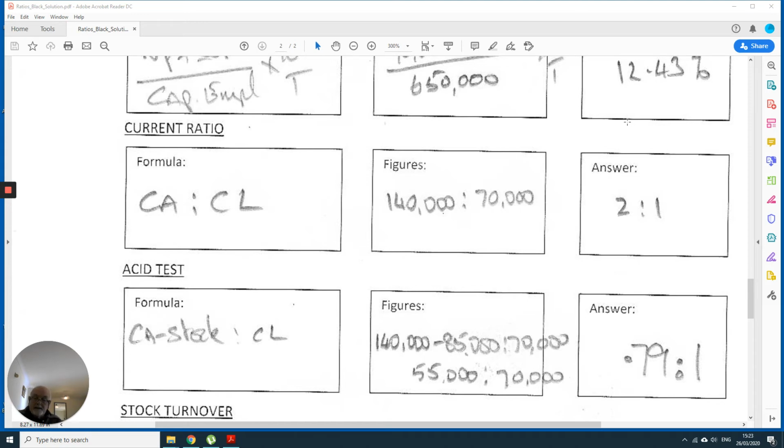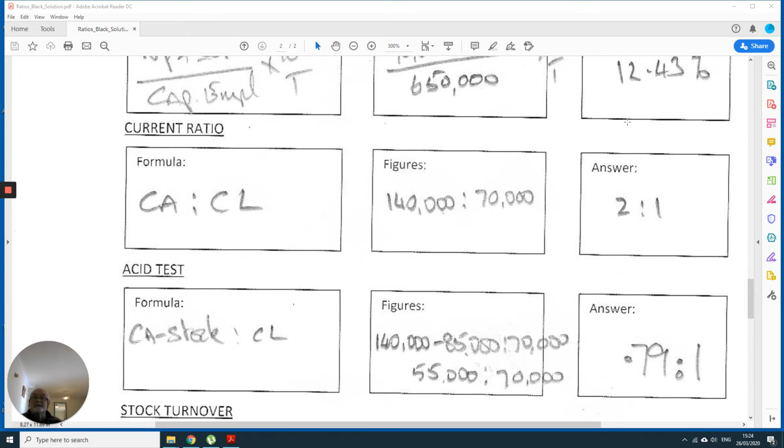The asset test, or the quick asset ratio, or the liquid asset ratio, that's the most important measurement of liquidity. It's current assets minus stock and prepayments, but typically in these questions there are no prepayments, and that's why we end up saying that it's current assets minus stock is to current liabilities. Our closing stock, of course, is 85,000, so that leaves us with 55,000 worth of liquid assets to cover current liabilities of 70,000.